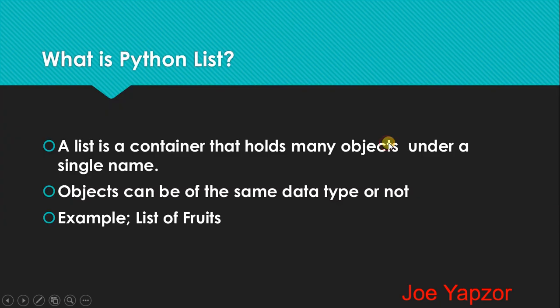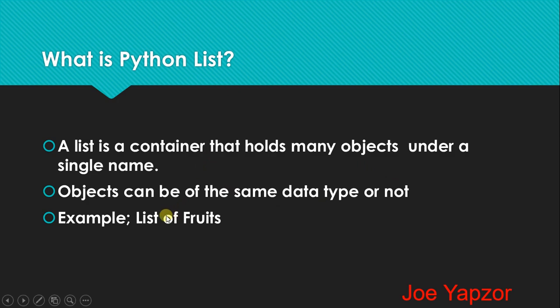So what's a Python list? A list in general is just a container that holds many objects under a single name. The objects it can hold can be of the same data type or not. In a list, you can have lists within a list, integers, variable names, booleans, tuples and dictionaries, all in one same list.